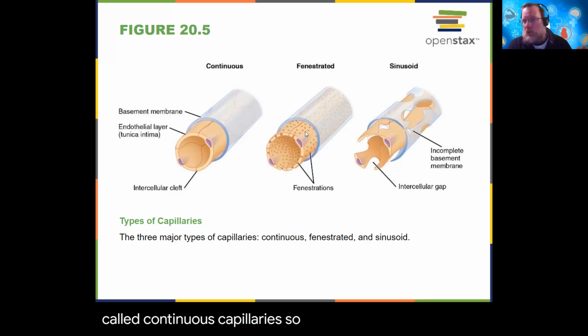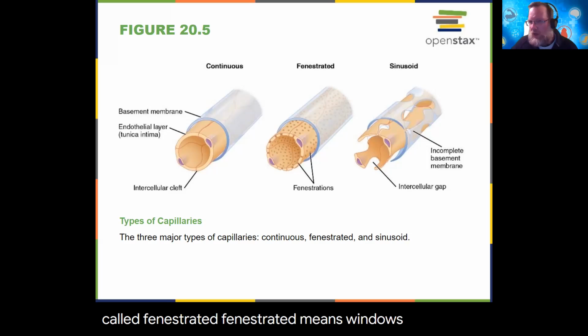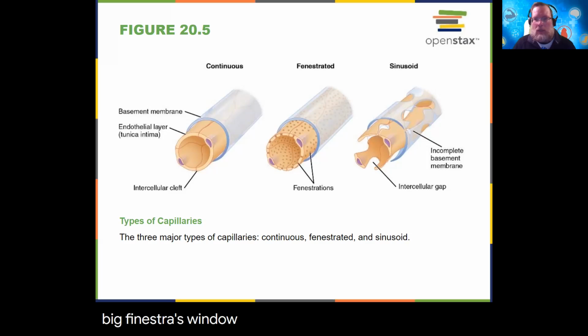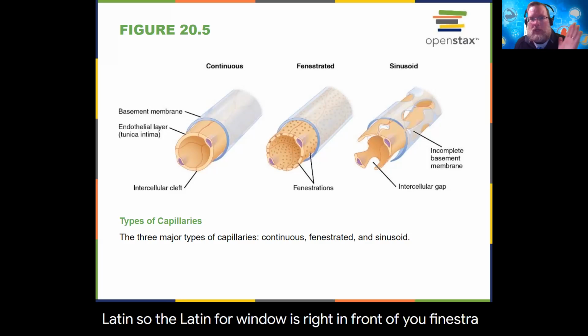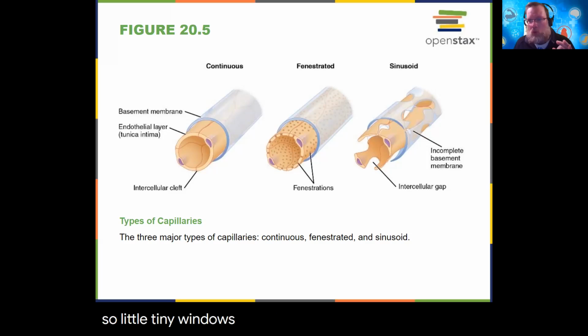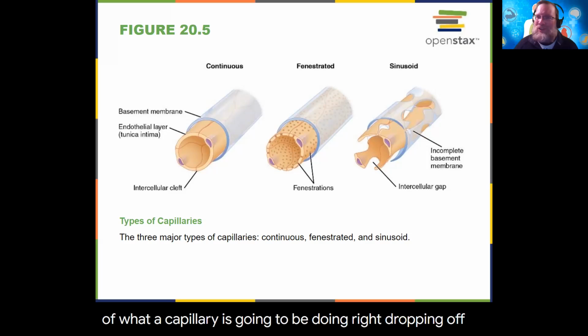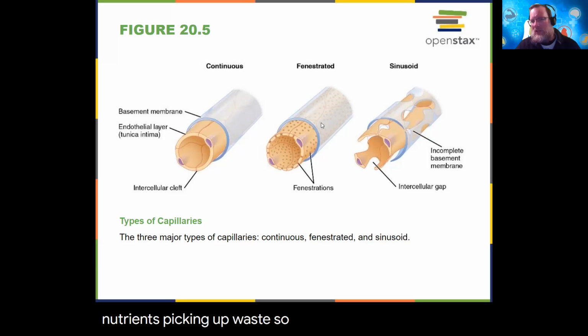But if we do have a capillary network, we can also see what are called continuous capillaries. Anyway, the most common capillary that we're going to see is called fenestrated. Fenestrated means windows. Fenestrations are little pores. The Latin for window is fenestra. So little tiny windows or pores. This is the bread and butter of what a capillary is going to be doing, right? Dropping off nutrients, picking up waste. So this is going to be very common.